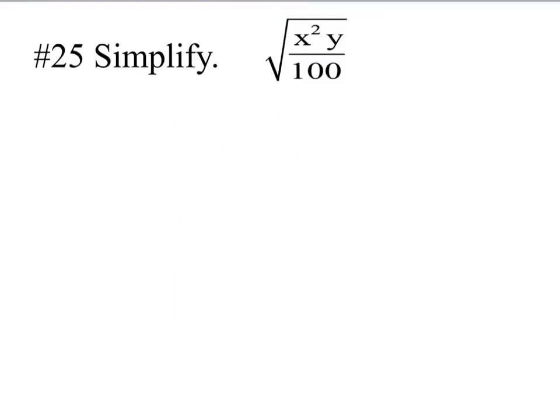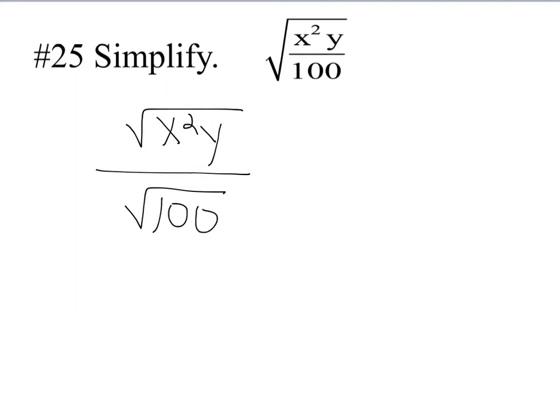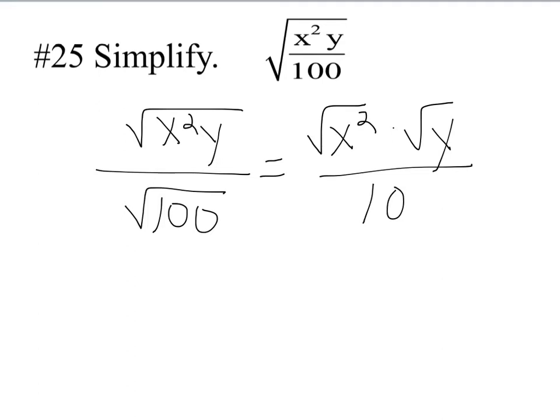Okay, same approach here. We're going to take the square root of x squared y over the square root of 100, keeping our common index of 2 for both of these. Now I can break this up into the square root of x squared times the square root of y, if that helps you see it better. And then we know the square root of 100 is just 10.